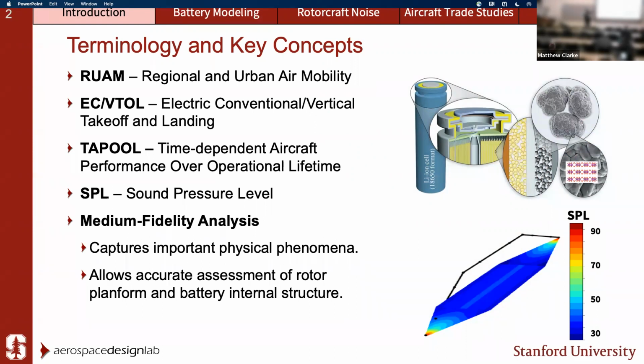The third is the TAPOOL diagram. And this is one of the most significant contributions of my research, where essentially I'm trying to capture the performance of electric aircraft over a range of operations. So not just looking at the simplified Breguet range equation or the electric version of that, but really, how do we incorporate time as an axis into those analyses?